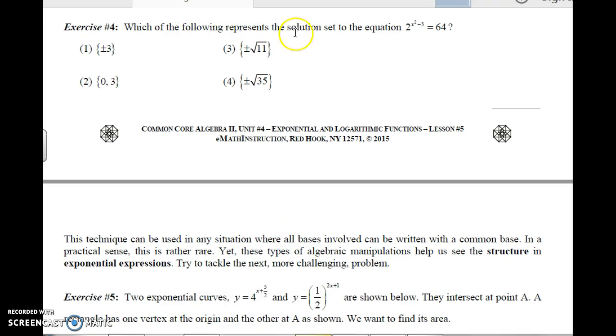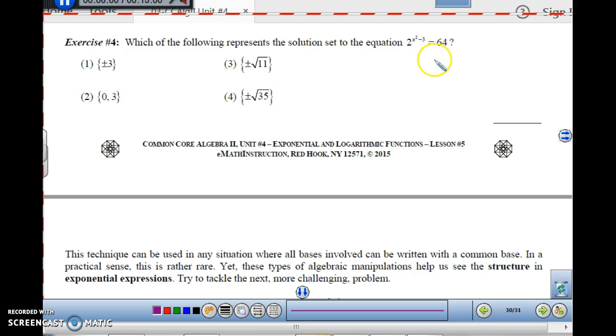All right, so which of the following represents the solution set to the equation 2 to the x squared minus 3 equals 64? Well, this has got a base of 2, so let's see if we can write 64 as a base of 2. So 2 to the x squared minus 3, 2 to what power is 64? It would be 2 to the 6th is 64. So that means 2 to the x squared minus 3 is equal to 2 to the 6th. Set the exponents equal to each other.